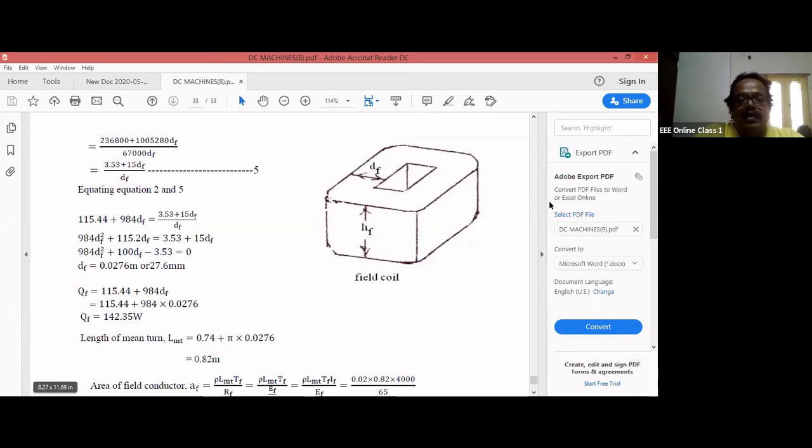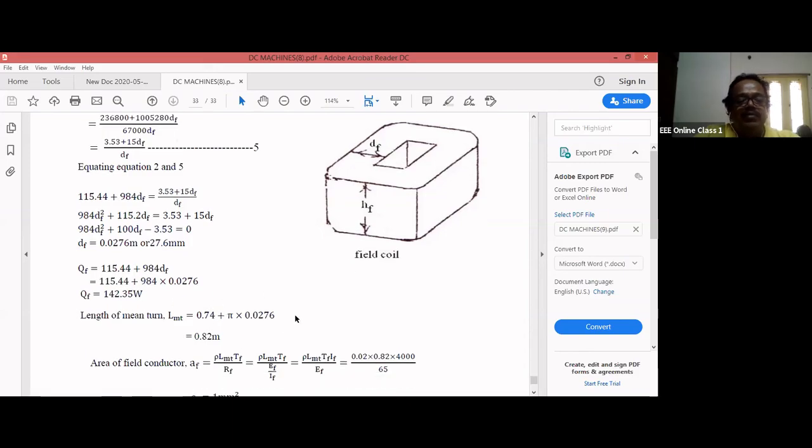Total loss dissipated for the available winding area is 142.35 watts. But in the problem it is given as 1200 watts per meter square. If you see this loss dissipation, definitely the available winding area for loss dissipation is very less, even less than one meter square. Once you calculate QF, then you can calculate what?